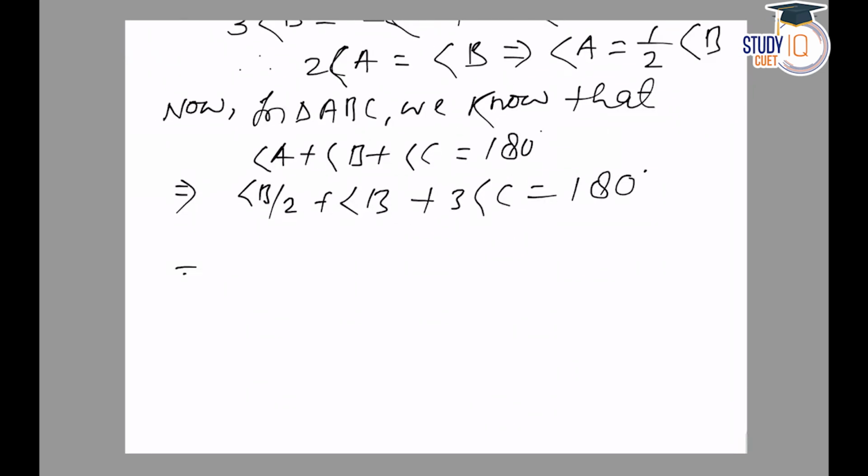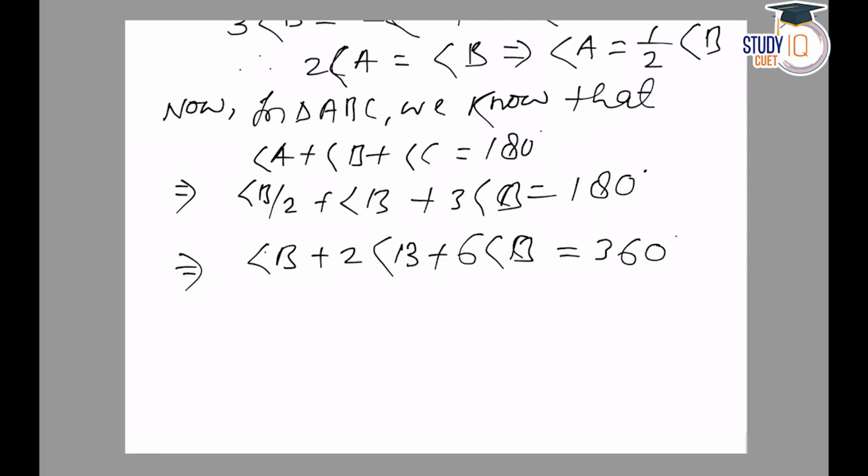Now after solving we get 1 plus 2 plus 6, that is angle B plus twice angle B plus 6 times angle B equals 180 into 2 is 360, that is 1 plus 2 plus 6, 9 times angle B equals 360. Hence angle B equals 40 degrees.